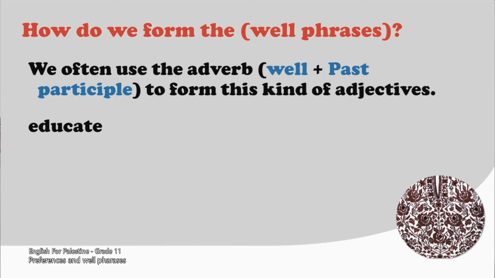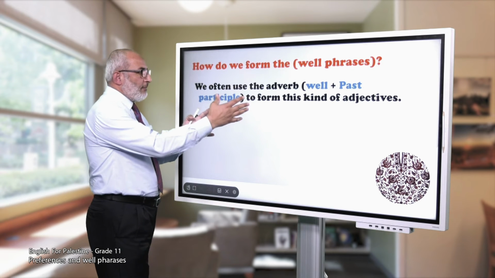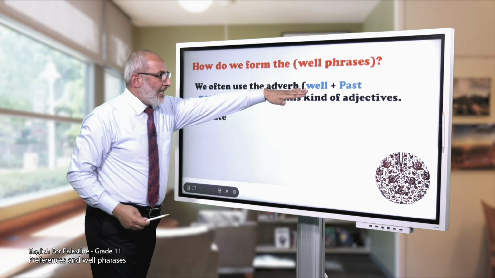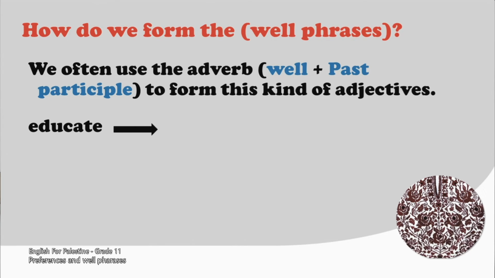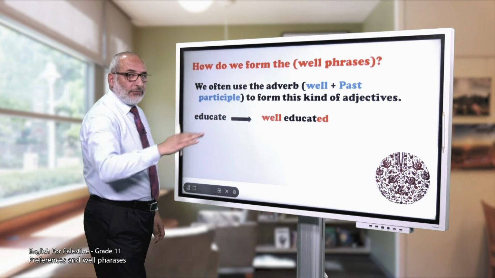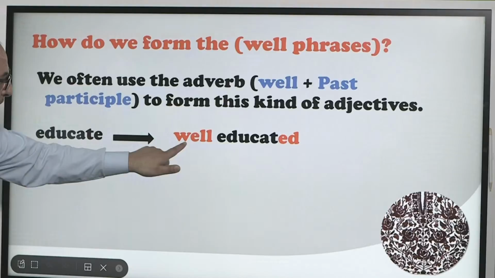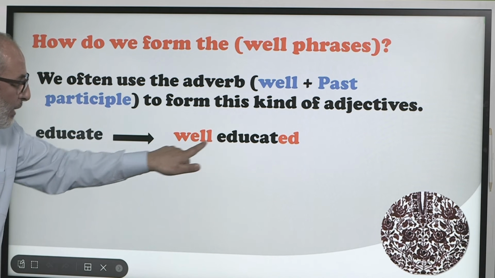If I want to make a well phrase from the verb educate, as the rule says here, we use well plus the past participle of educate. So it becomes well educated. Well educated, right? If you notice here, we have no hyphen, two words.